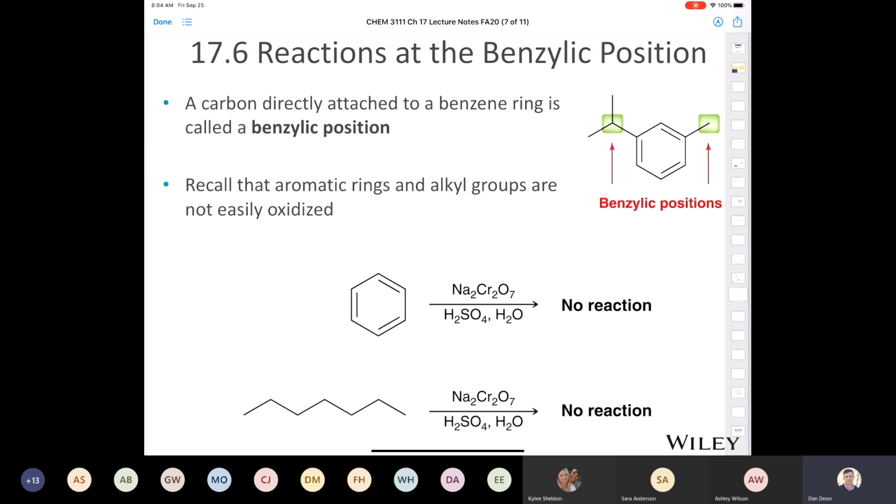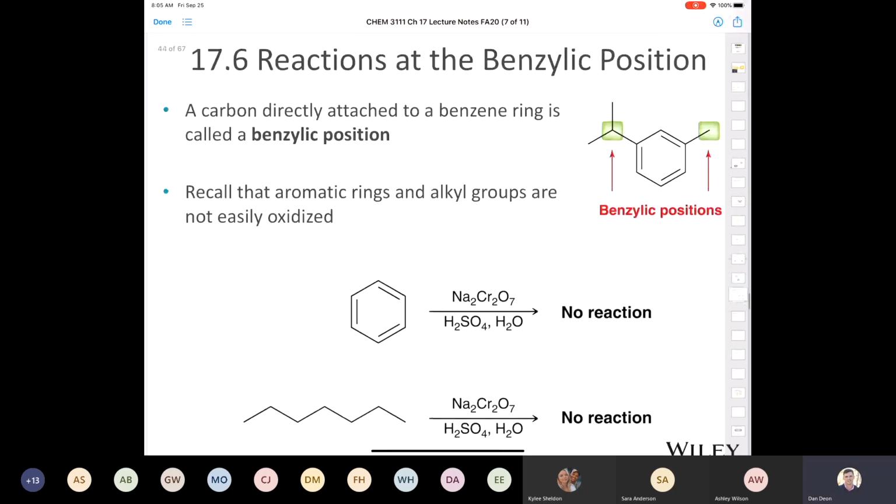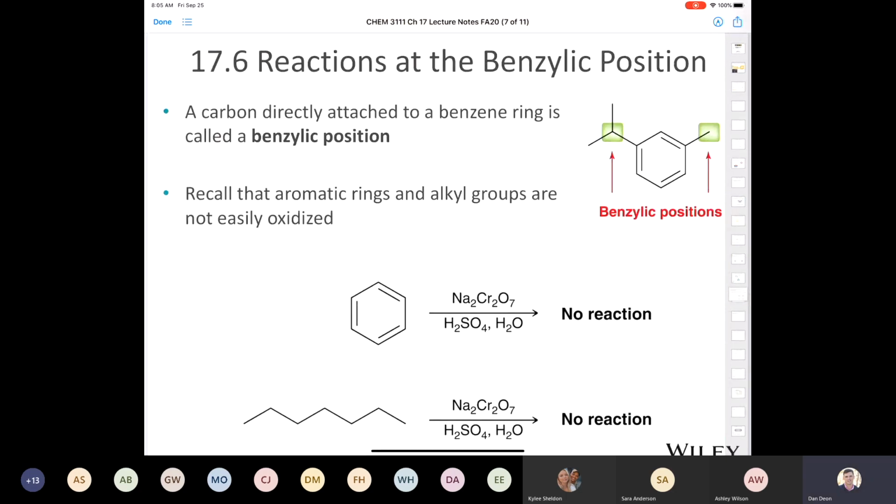Anyhow, but first, before we get into that, I want to talk about reactions at the benzylic position. And the first one I want to talk about is oxidation at the benzylic position. And if you're wondering what a benzylic position is, it says here that a carbon directly attached to the benzene ring is called a benzylic position. And so these two carbons that are highlighted in green, those are benzylic positions. If you threw another carbon on here, like that, well, then this would be considered the benzylic position, okay? So any carbon that comes directly off the ring is considered the benzylic position.